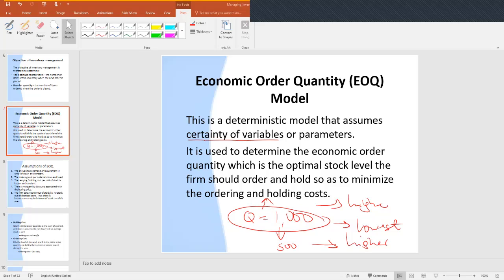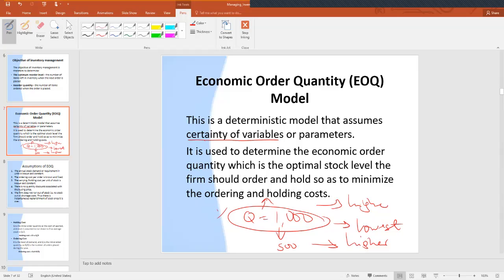the total relevant inventory cost of the company will be higher than what it will be in case you reorder at 1,000. If you reorder below 1,000, let's say at 500, the same applies. The cost to the company will be higher than if you reorder at 1,000. At 1,000, that's where the company will be able to achieve the lowest total inventory cost. Anything above 1,000, the cost increases. Anything below 1,000, the cost also increases.